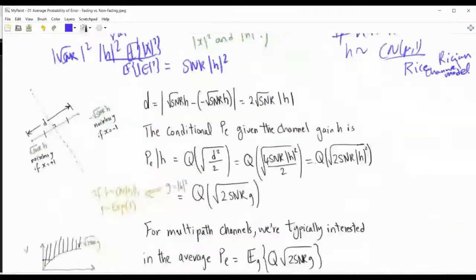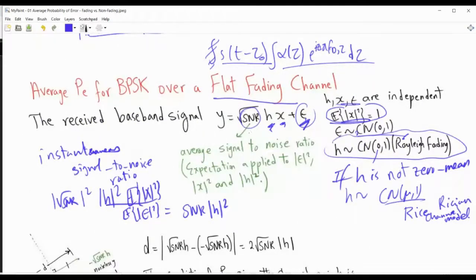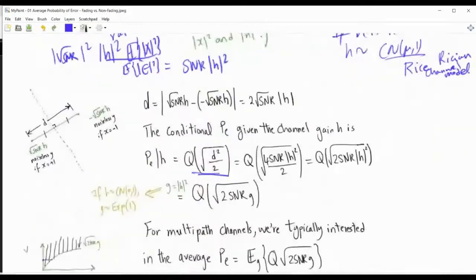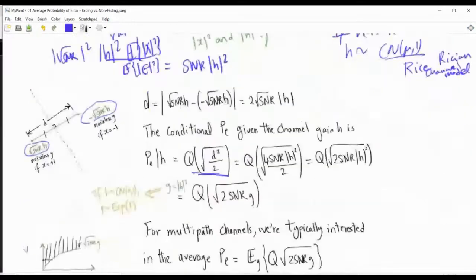Assume we have binary PSK and you are interested in the average probability of error. It's a binary hypothesis testing problem, and given H, we have this formula. If there is no noise, what are our hypotheses? What is the mean value of y if x is plus 1 and if x is minus 1? If x is plus 1, the mean value of y is square root SNR times H. If x is minus 1, the mean value of y is minus square root SNR multiplied by H. Those are the means of the two hypotheses. Under both hypotheses, we assume that the noise variance is the same and equal to 1.